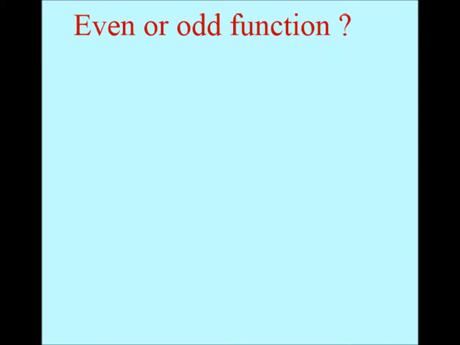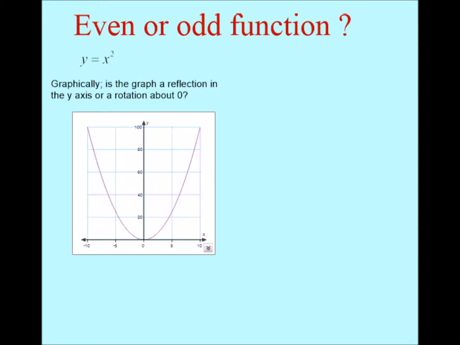So let's look at some equations and work out whether they're even or odd. So y equals x squared. If we were to consider the graph, it needs to be a reflection in the y-axis to be even, or rotated about the origin through 180 degrees to be odd. So if we were to graph y equals x squared, we can see that that graph there is a reflection in the y-axis. So this part of the curve maps onto this part of the curve. So it appears to be an even function.